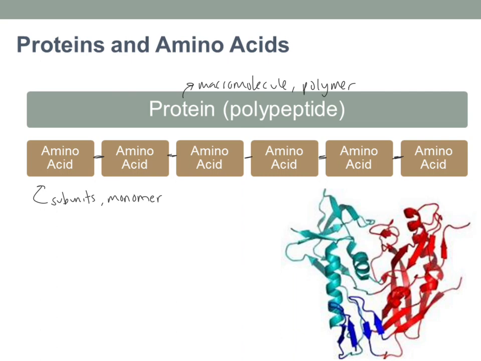Protein structures get pretty crazy. Here's a protein that's drawn just to highlight its main structural features like alpha helices and beta pleated sheets. We'll talk more about that in the next video. But proteins get pretty crazy. Once you start adding amino acid to amino acid to amino acid, you start to make these much larger, complex protein structures.